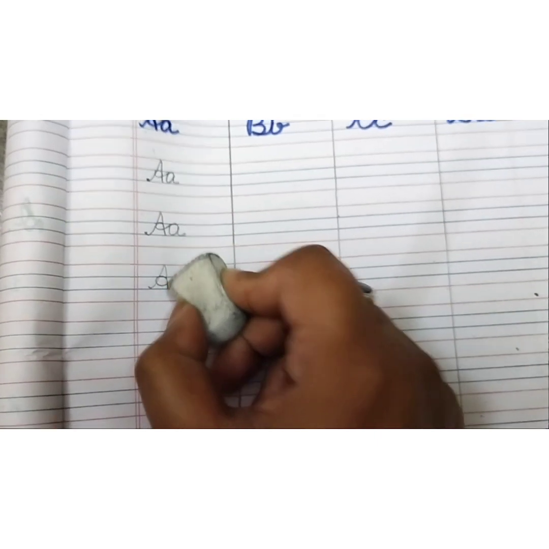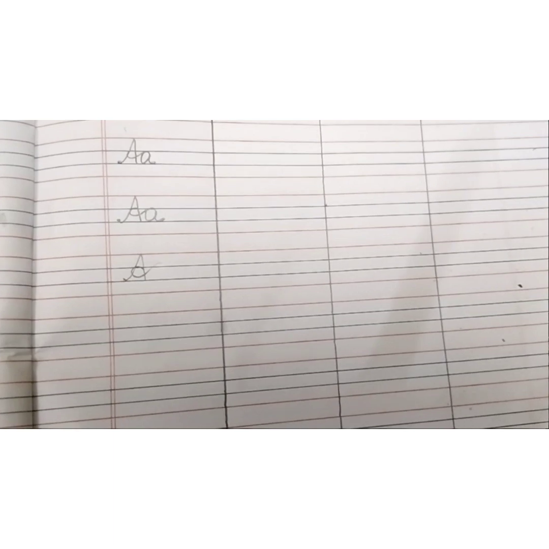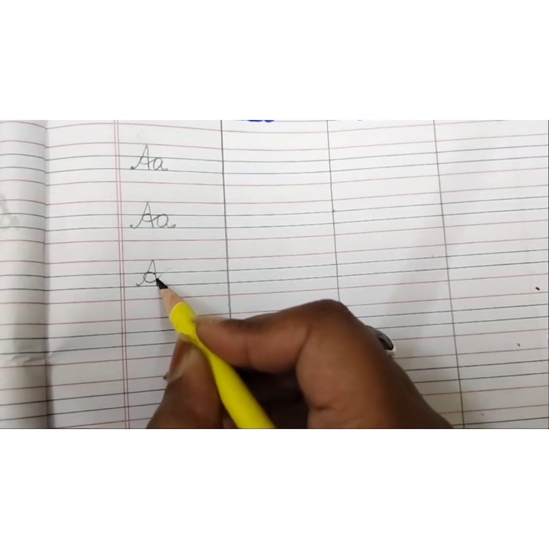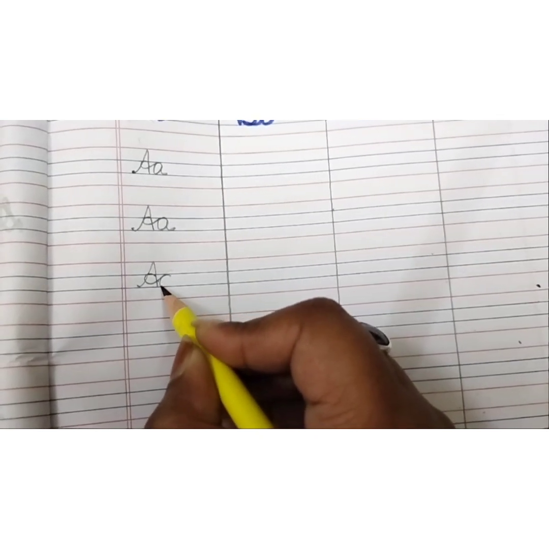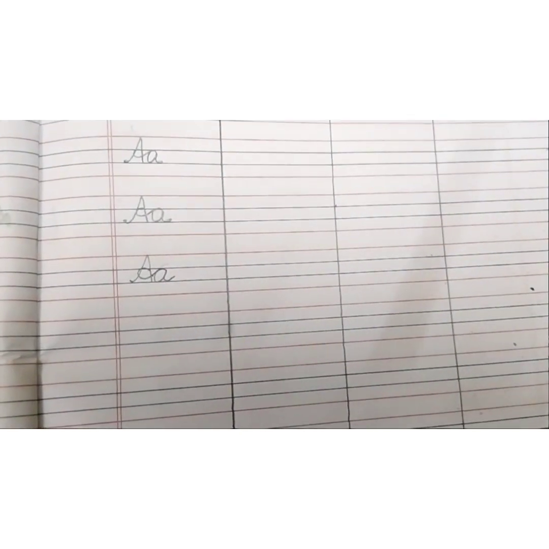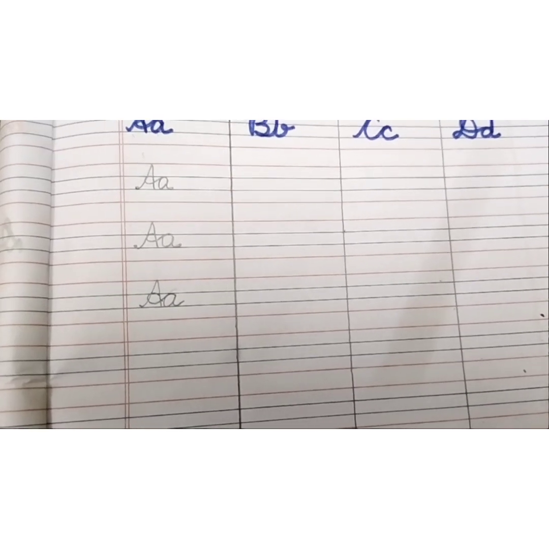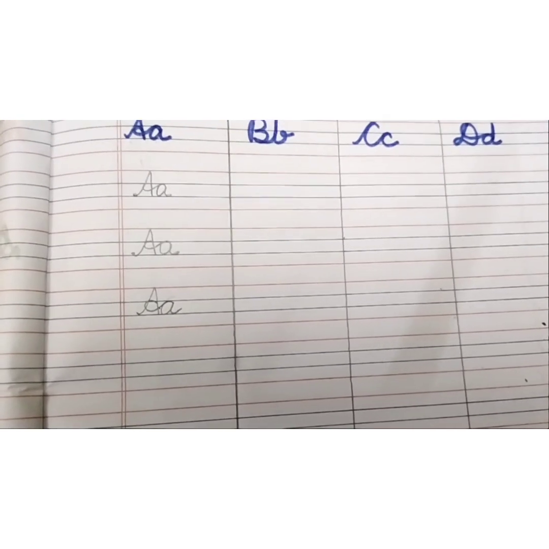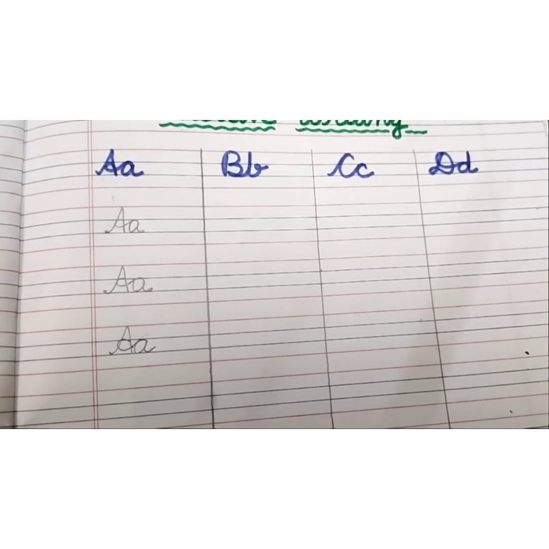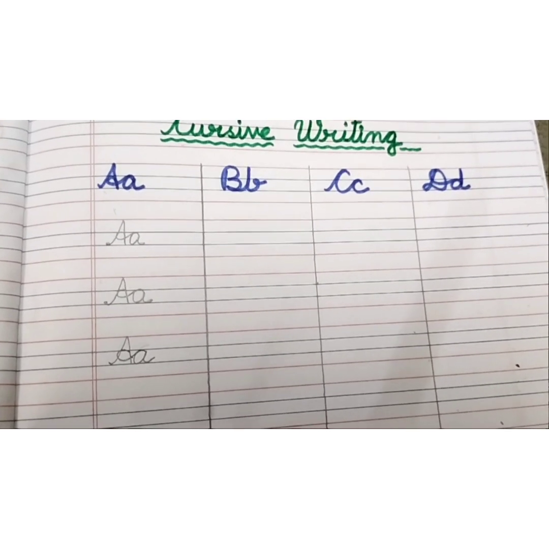I made a mistake. So I should not continue my mistake. What should I do? I should erase and again I have to write it very nicely. From here I will make a circle and I will come down and again I will go up and make A. Okay, in this way we will write capital A and small a. Now children, can you tell me what is the phonic sound of A? Very good. A sounds ah.